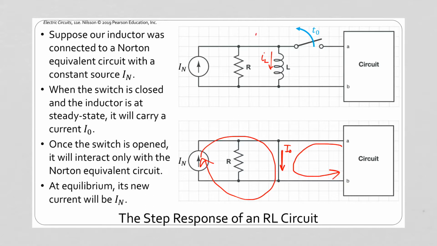We know that the current through the inductor at T0 plus, just after the switch has been thrown, is still going to be I0, but then the current is going to start dropping off, and it will be a function of time. The inductor is going to push current through as long as it can, but long term it will dissipate all of its energy, and at the new equilibrium, the current through the inductor will just be the current from the Norton source.